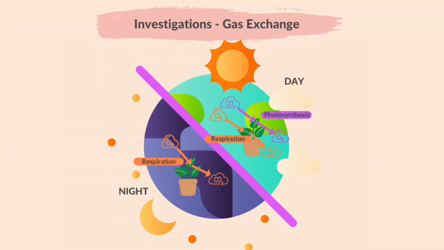Let's observe the effect of light and dark conditions on gas exchange in a plant. So plants respire in the light and in the dark. Therefore, plant cells take in oxygen and release carbon dioxide at all times. During daylight, plants photosynthesize, taking in carbon dioxide and producing oxygen as a waste product. At night, plants do not photosynthesize, but they continue to respire, so they take in oxygen and give out carbon dioxide.